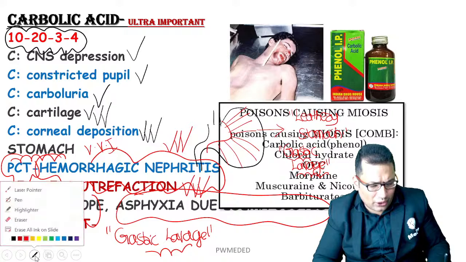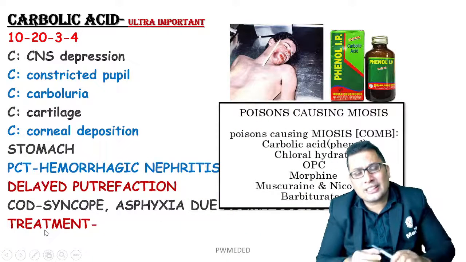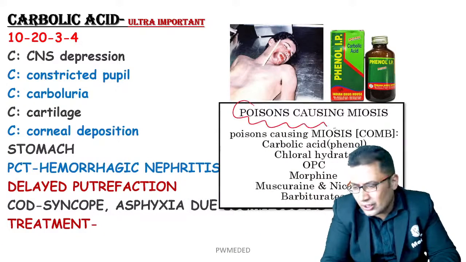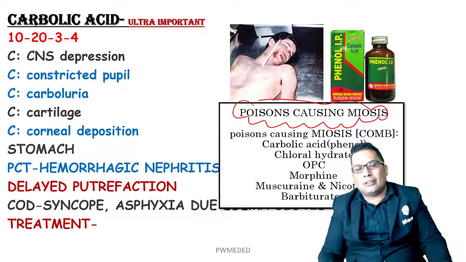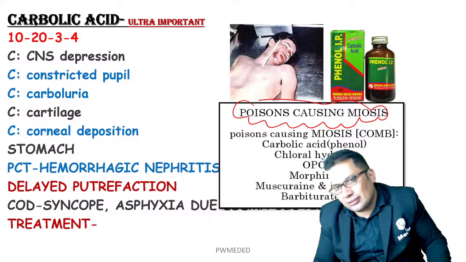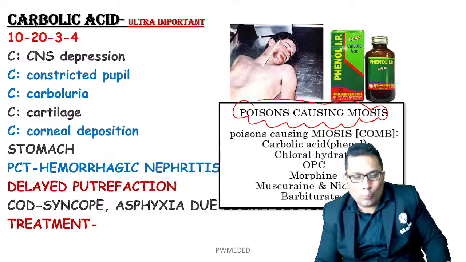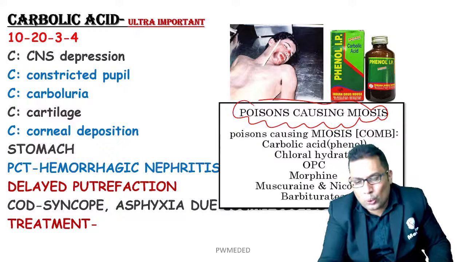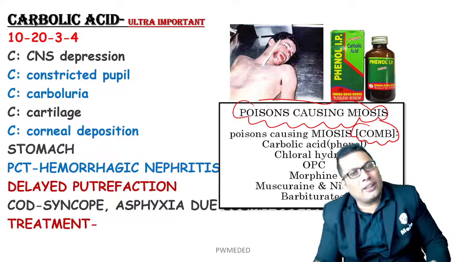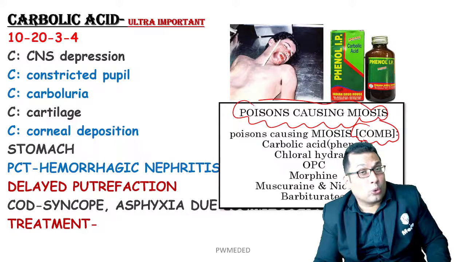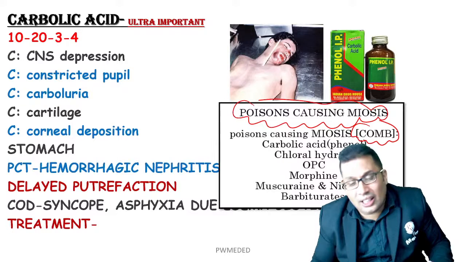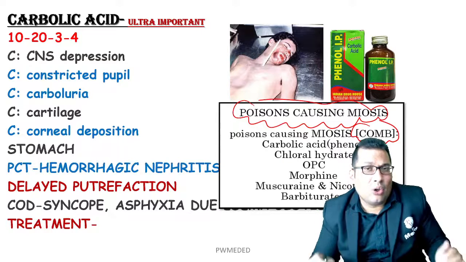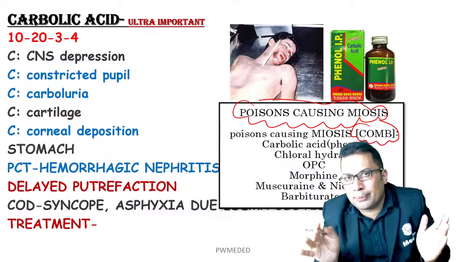One more point I need to cover. Poisons causing miosis. Miosis means constriction of the pupil. These are carbolic acid, chloral hydrate, OP poison, morphine, barbiturates and nicotine. The mnemonic is COMB. C for carbolic acid, C for chloral hydrate, O for OP poison, which causes constriction of the pupil. And morphine and muscarine, and also nicotine and barbiturate. All of these cause miosis of the pupil.